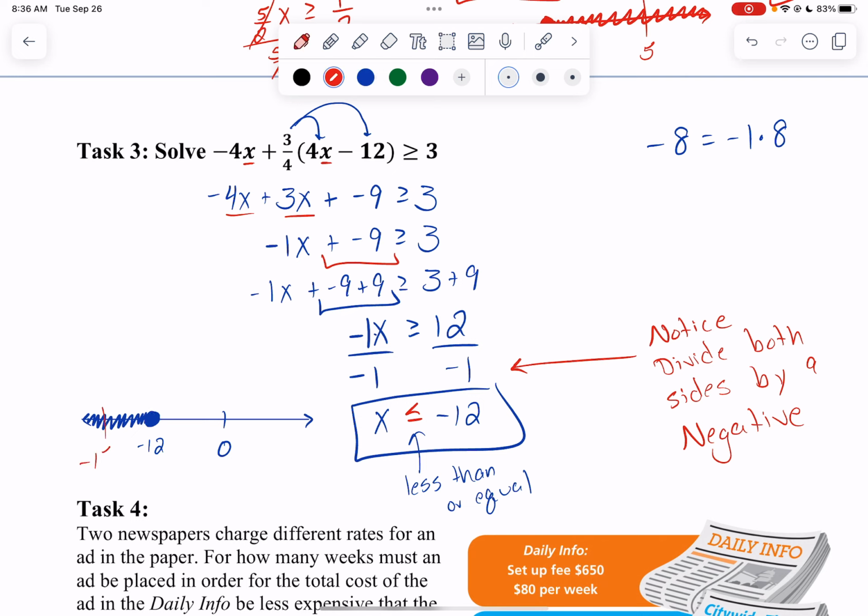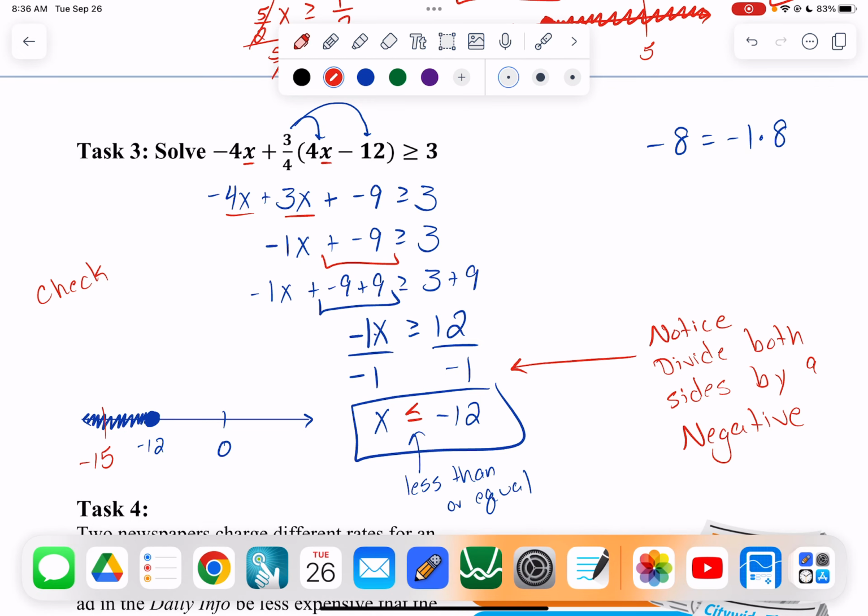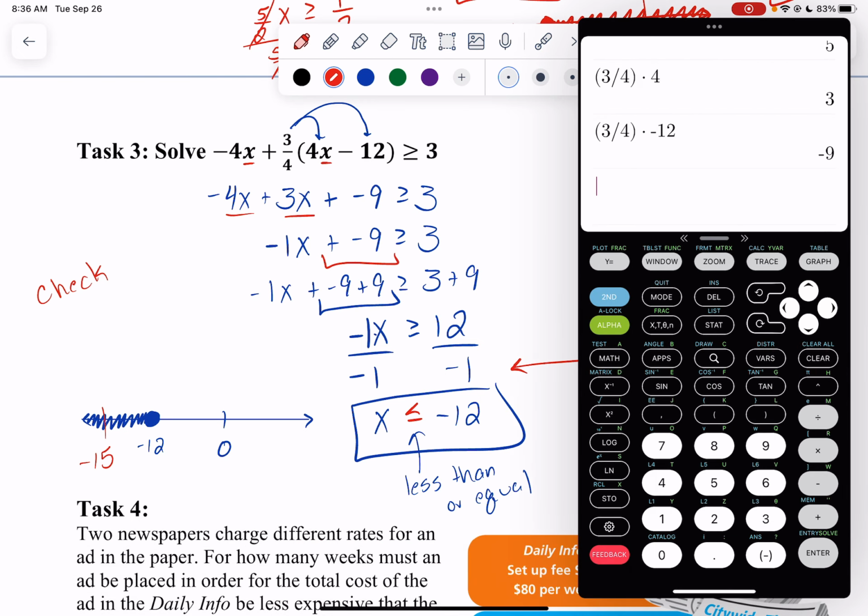I can try a number, negative 15. I can check it. I can put negative 15 into there, and I can totally use a calculator to do that checking for me. Okay, so negative 4 times negative 15 plus parentheses 3/4 parenthesis 4 times negative 15 minus 12. I can do it all in one step. Enter. I get 6.